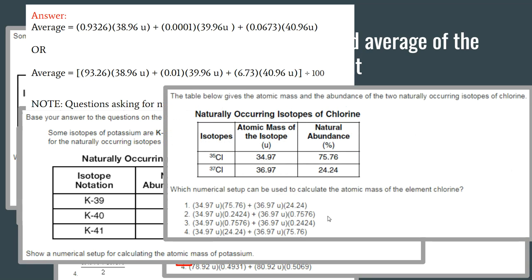Last problem. Which numerical setup can be used to calculate the atomic mass of the element chlorine? Again, if you remember that the percents have to be converted to decimals, the only possible answer choice is answer choice 3, 34.97 times 0.7576 plus 36.97 times 0.2424. Okay, hopefully this was helpful, and thank you for watching.